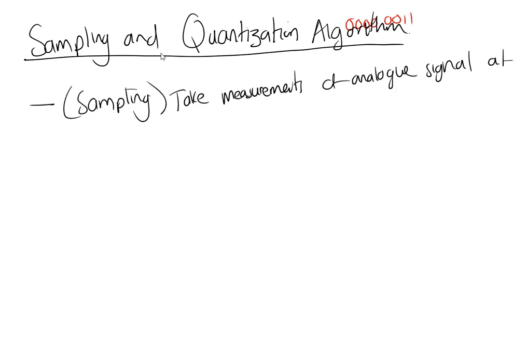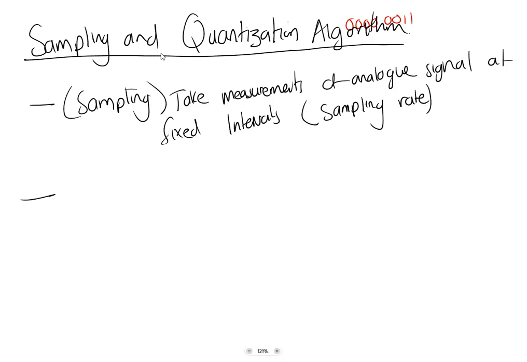Okay, at fixed intervals. And we often take these measurements according to something called a sampling rate. This is basically how long we wait before we take the next measurement. That's our sampling rate. And the second part of this algorithm is called the quantization part.